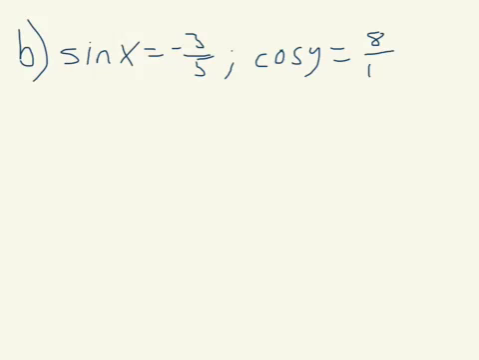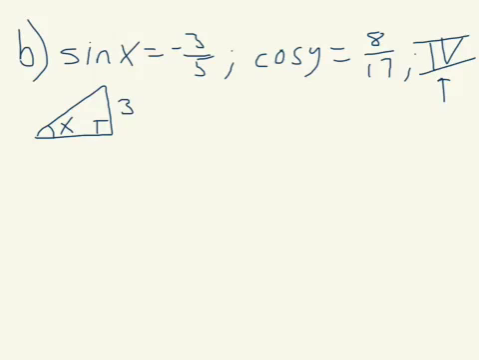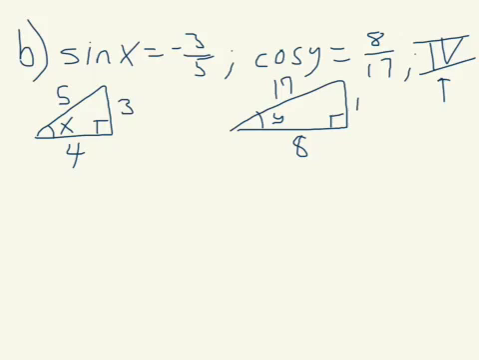Also, it was mentioned that they're in the same quadrant, so they're in the fourth quadrant. That's where cosine is positive, sine is negative. We drew our triangles, and in the triangles we see that we can ignore the negatives because we got fourth quadrant. So if this is our angle x, then the opposite is 3, hypotenuse is 5, adjacent would be 4. And then we have our y triangle, where adjacent is 8, hypotenuse is 17, opposite is 15. That's the 8, 15, 17 triangle.